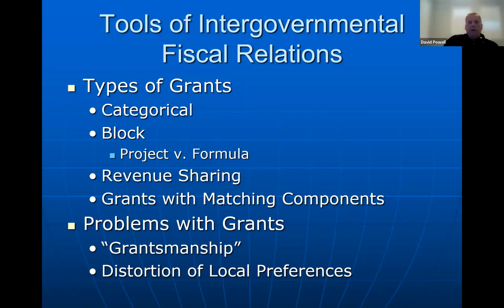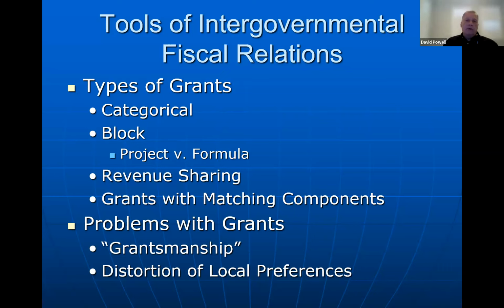So today, what we typically tend to see is categorical grants and block grants. The federal government will use categorical grants when it really wants to make sure that a state or local government is accomplishing a specific type of goal. When it wants to incentivize state and local governments to be more innovative and creative in how they are accomplishing a goal, that's when it will use more of a block grant type of variety.